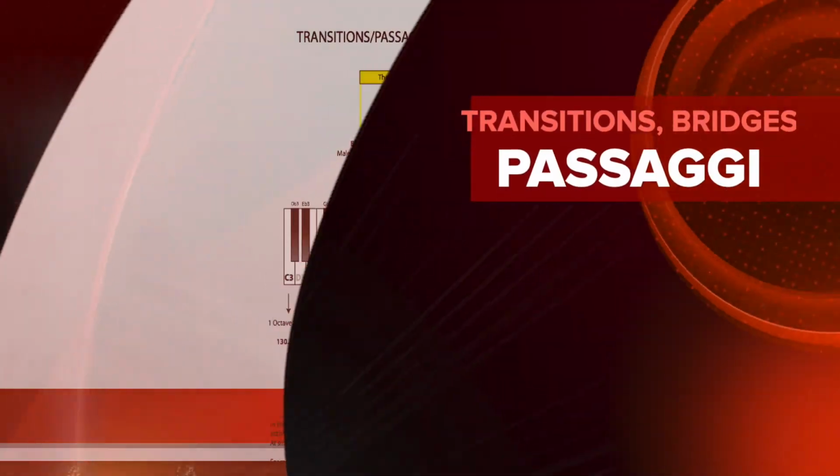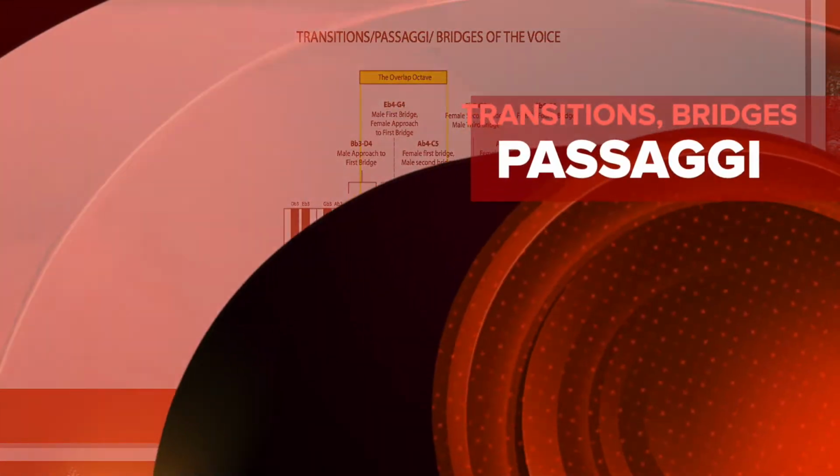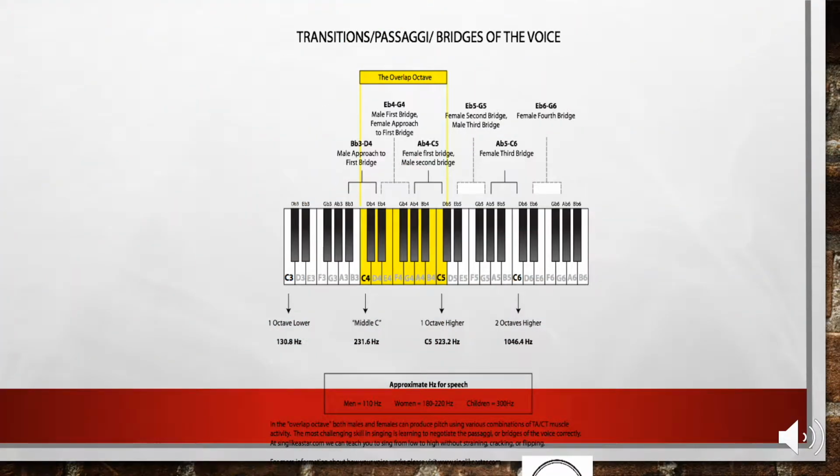Here's a graphic of the transitions, passaggi bridges of the voice. You can see the overlap octave between C4 and C5. The male first bridge is E-flat 4 to G4, roughly. The female first bridge is A-flat 4 to C5, and there are second and third bridges in both voices.